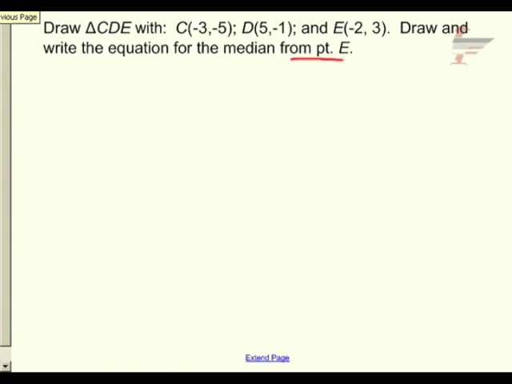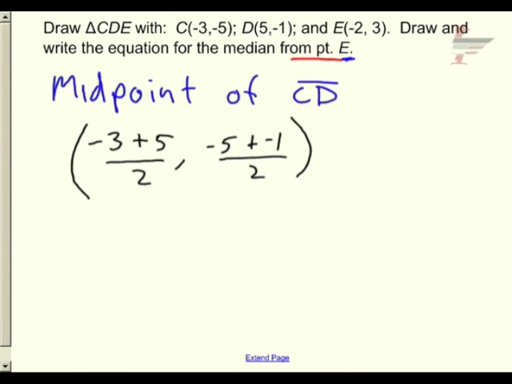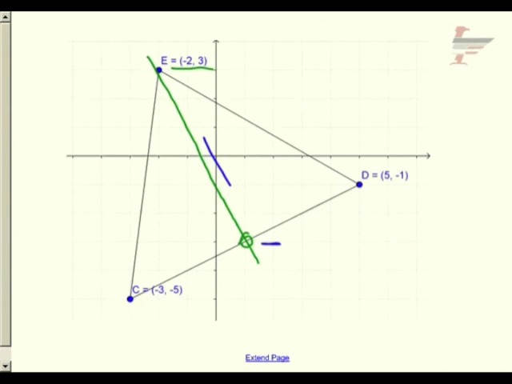So first thing we want to do, we want to find the midpoint of the opposite side. Since we know it's going to be opposite of E, it has to be the midpoint of CD. So add up the x's, divide by 2. So that gives us 1 and -3. So we have guaranteed now that this point is (1, -3).